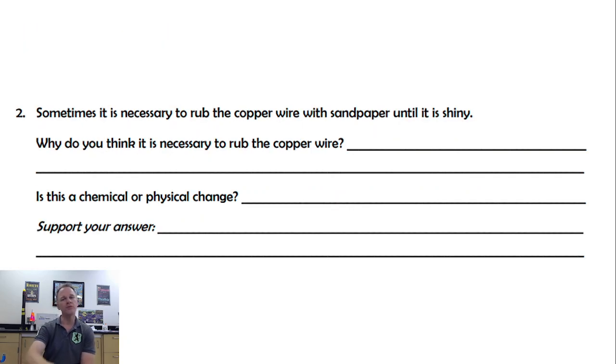All right, next we rubbed sandpaper on the copper wire. Why did we do that? Well, I told you to do that because I was worried there might be something on the copper wire that would prevent the chemical reaction from happening. And why was I worried about that?